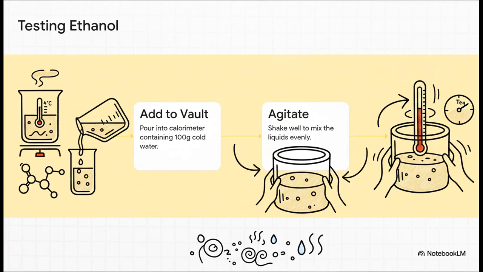We take just 5 milliliters of ethanol and heat it up to 45 degrees Celsius. We pour this straight into our insulated vault containing 100 grams of cold water, agitate it, and wait for equilibrium. By tracking exactly how the ethanol's 45-degree heat transfers into that cold water, we can mathematically isolate the unique heat capacity of the alcohol. We're essentially mapping out alcohol's specific thermodynamic fingerprint.